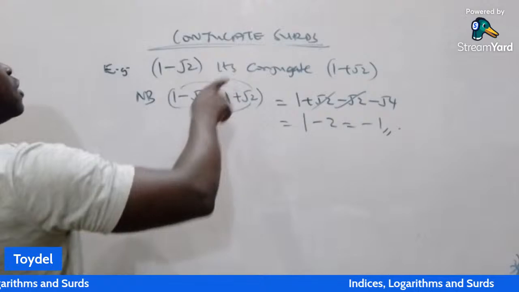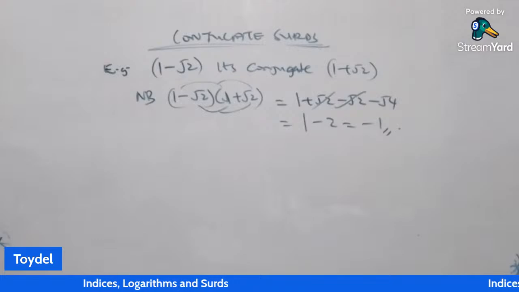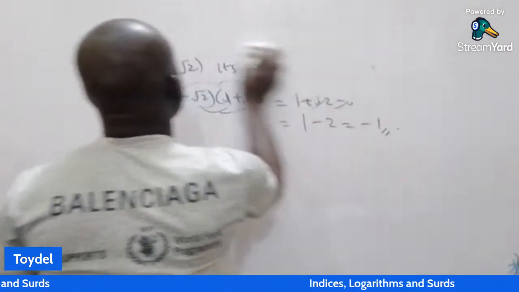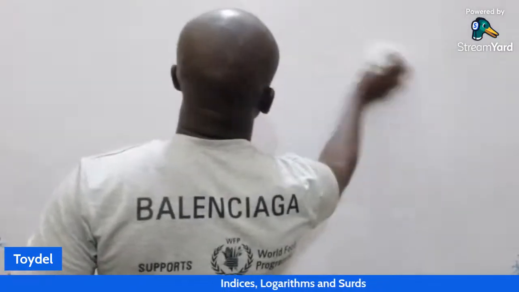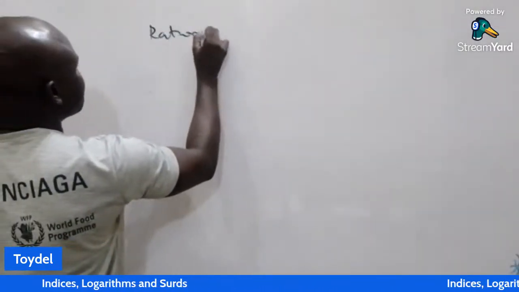The knowledge of conjugate surds is required for us to be able to do what is called rationalization of surds. Rationalization of surds is when we have a surd that involves a fraction. And that will be the last concept that we're going to revise today. Rationalization. That's the last thing that we're going to talk about.